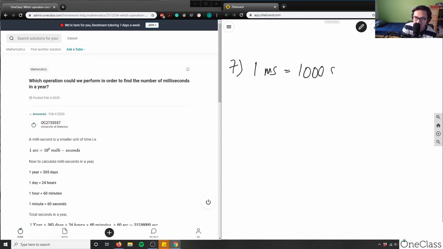1,000 seconds. And it's asking how many milliseconds in a year, right? So let's break this down. And I actually like the way they broke this down. Calculate milliseconds in a year. They broke out all the things, and then what they're doing is they're multiplying. So I actually really like the solution.